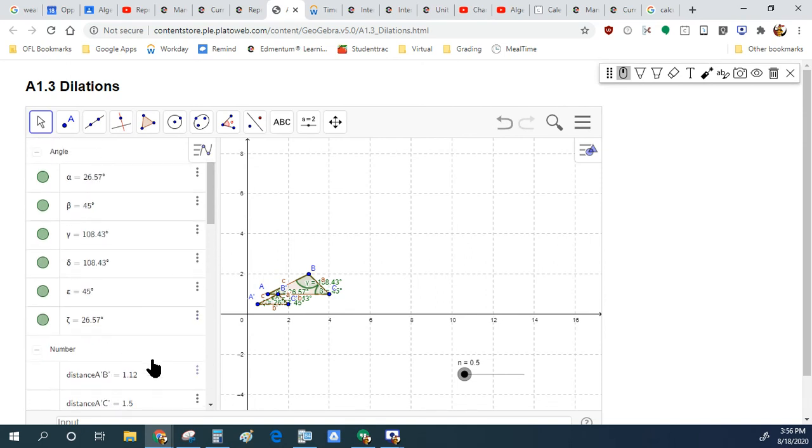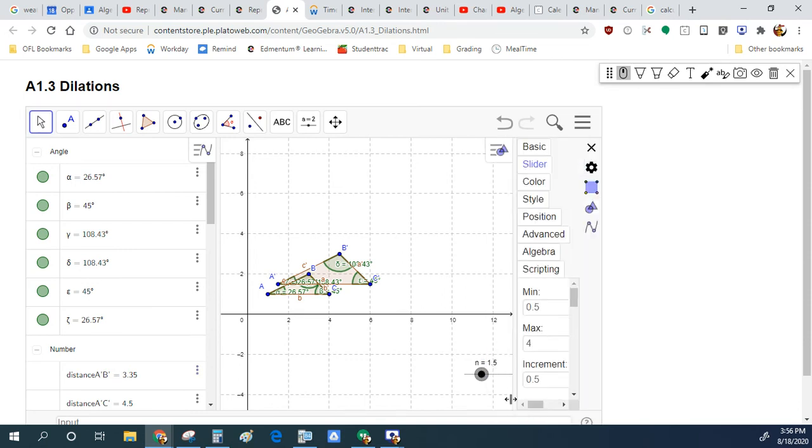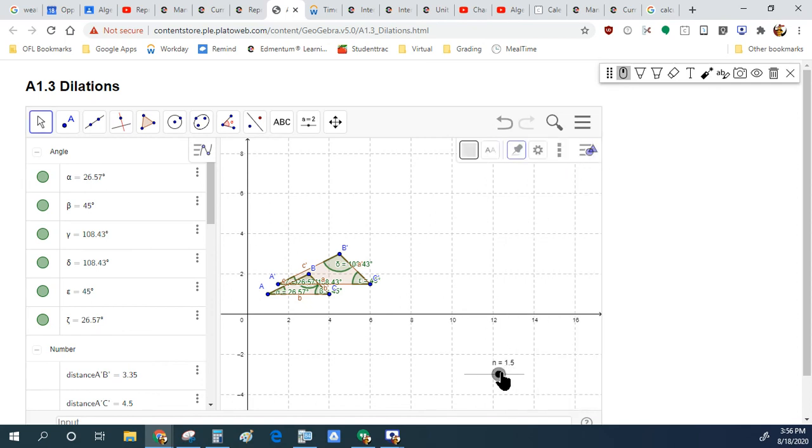Where's my bar? Is there any way I can change this? Change the settings. Okay, cool. It does give me a min and max. I'm going to change this to like -10. I'm going to change the max to +10. You guys don't need to know how to do this. If you do want to know how to do this, set an appointment with me. I can show you how to do it.